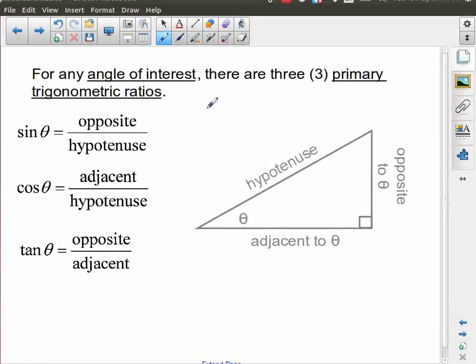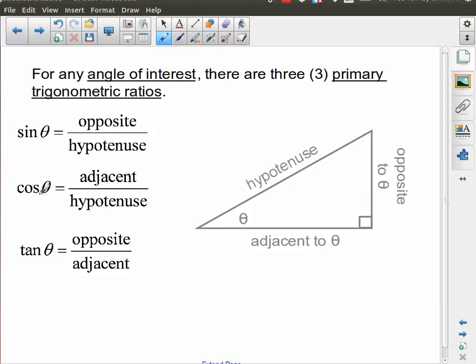Okay, so when we have labeled our triangle correctly, we've got all the different components labeled, we've picked our angle of interest, then what we have are three primary trigonometric ratios, which are ratios that we form using these sides. There are actually 6 in total, but the primary trigonometric ratios, there are 3 of them. One of them is, for this angle of interest, the ratio of the length of this opposite side compared to the length of this hypotenuse. So I make a fraction, opposite divided by hypotenuse.